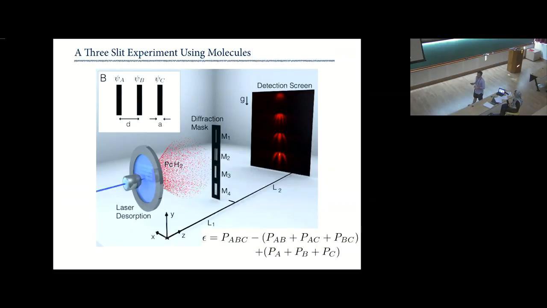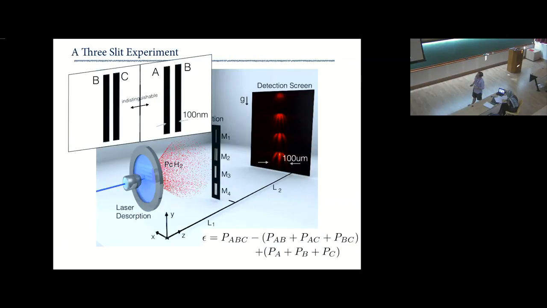So this is the next difference between a molecule interference experiment and a photon one. Because the separation between the slits is so small, whereas the separation between the fringes is much larger, it's actually impossible to measure the difference between slits B, C, and slits A and B. So we just simplified things.